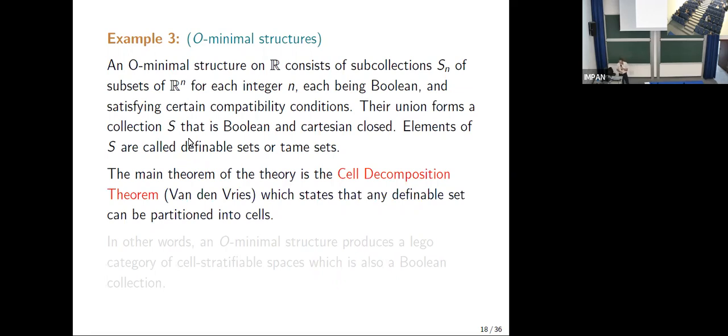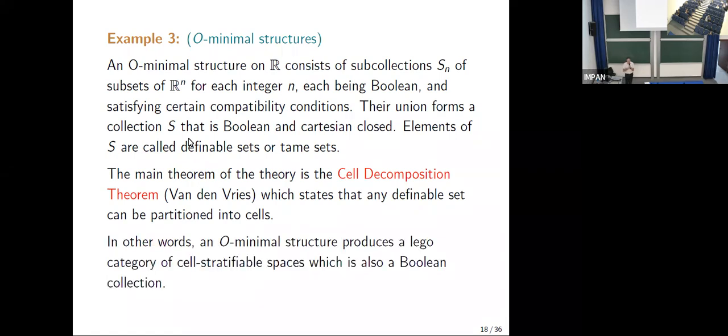And the main theorem of the theory is what's called the cell decomposition theorem, which states that any definable set, any set in this family, can be partitioned into cells. This is very useful. And it's a Boolean algebra.